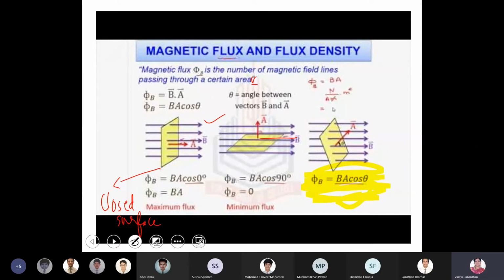Copy down all the statements, even with the diagram. Only then will you be able to solve numericals, boys, because you should know what theta is. It is the angle between A vector and B vector. Suppose I'm resolving the A vector: this will be A sine theta, and the component along the direction of the magnetic field is A cos theta. So that's what it is, BA cos theta.